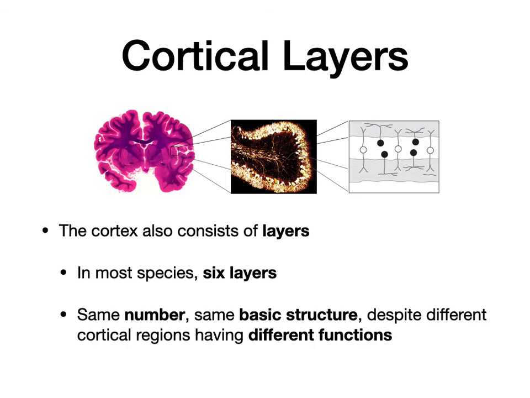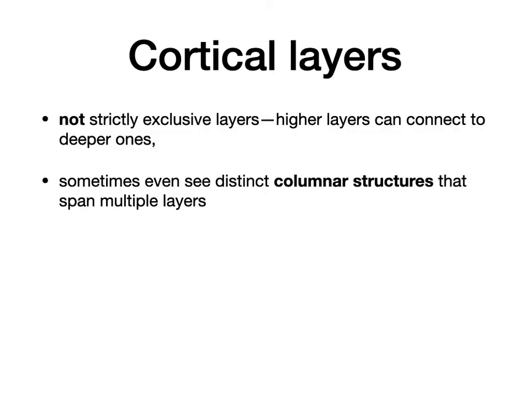So in most species, there's about 6 layers of cortical structure. Same number, same basic structure, despite the different regions having different functions. So across your brain, even though the parietal lobe is a different kind of critter than the occipital lobe, the spatial versus visual stuff, they still have the same number of layers going on. So cortical layers are not exclusive, right? Higher layers can connect to deeper ones. It's not like they are completely distinct. Of course not, when you think about the way that the brain needs to connect things.